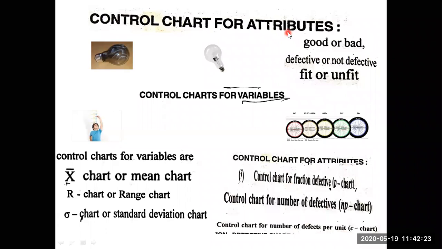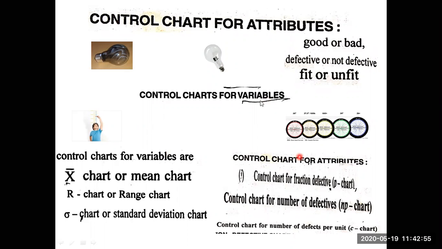Control chart for attributes, we have already discussed. Attributes means defectives. Remember this word: attributes stands for defectives. Good or bad, defective or not defective, fit or unfit, this comes under this one. Suppose you are testing a bulb, it is a defective bulb or a non-defective bulb, that means pass or fail, like that. Control chart for variables, control chart for attributes.